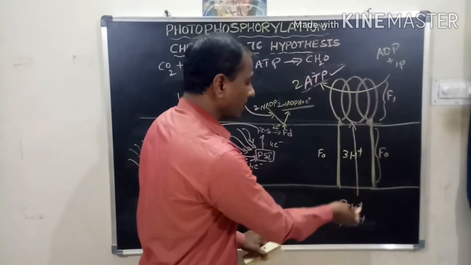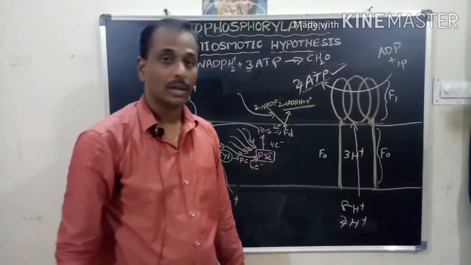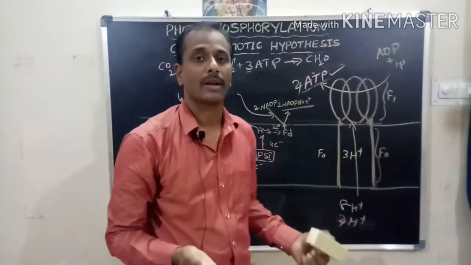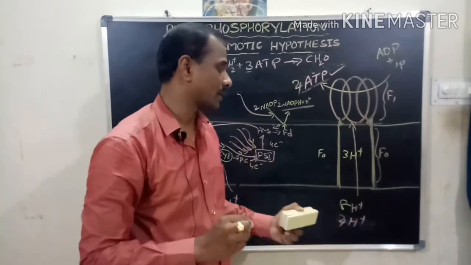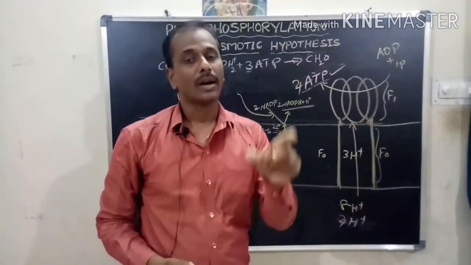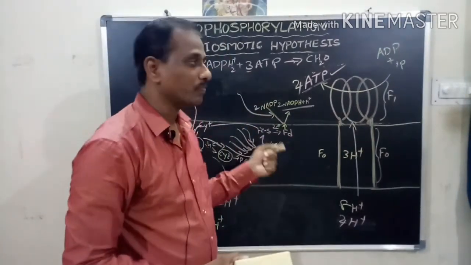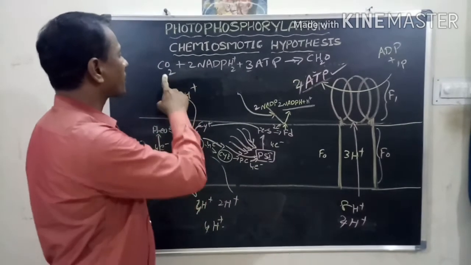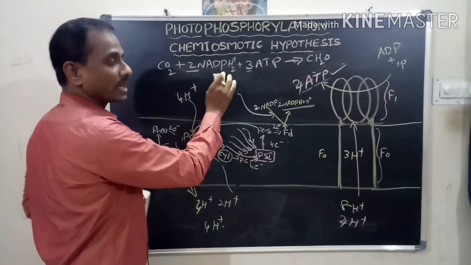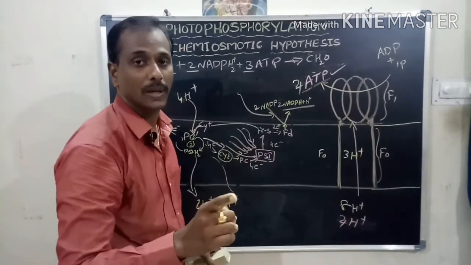So what happened? There is a chance of 4 ATP. So 3 ATPs are enough for the fixation of 1 molecule of carbon dioxide. That means non-cyclic and cyclic photophosphorylation are both essential in the light reaction. So for fixation of a single carbon dioxide, 2 molecules of NADPH2 and 3 molecules of ATP are essential.